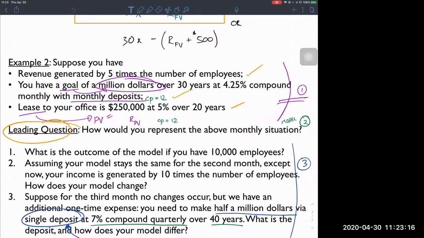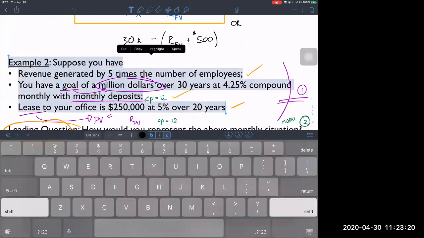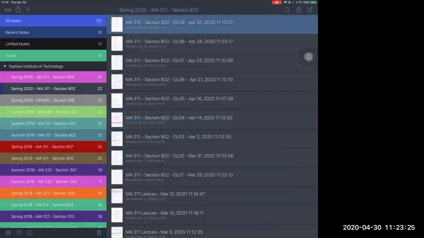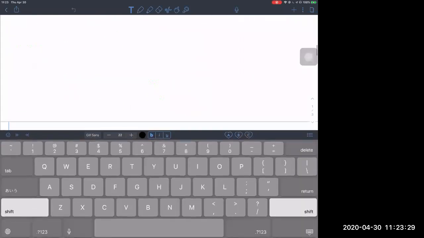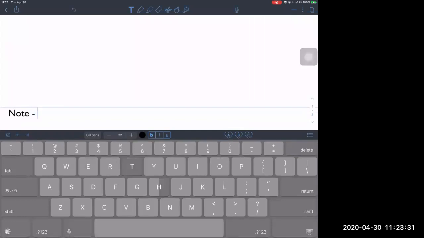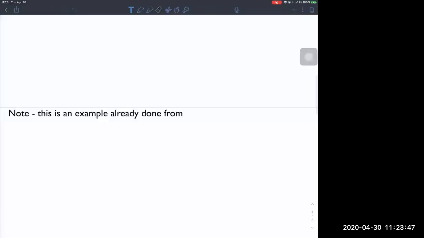So what everyone should be able to do, okay, so I'll type this out right here on the next page and I'll write note. This is an example already done from, what date was that? April 14th.